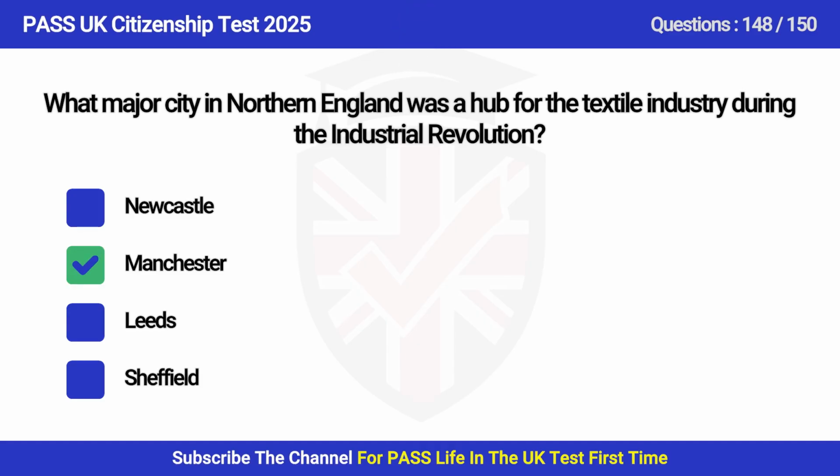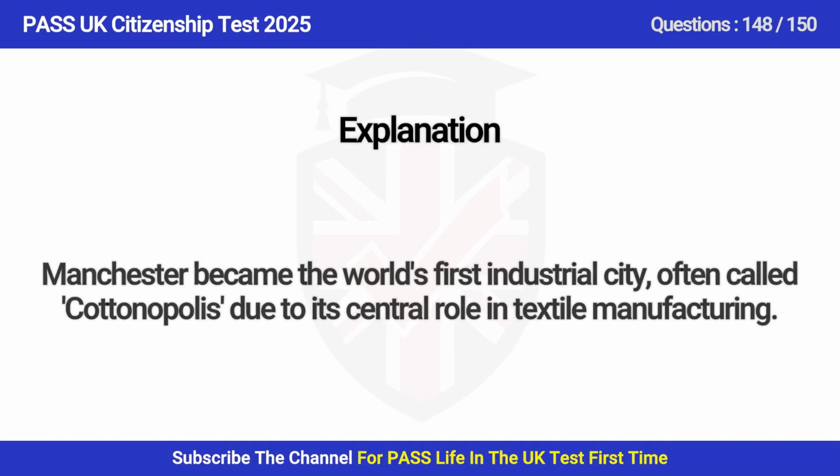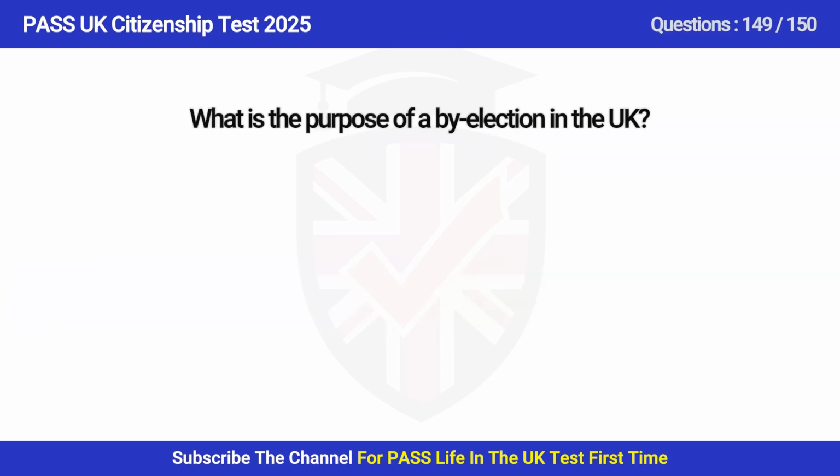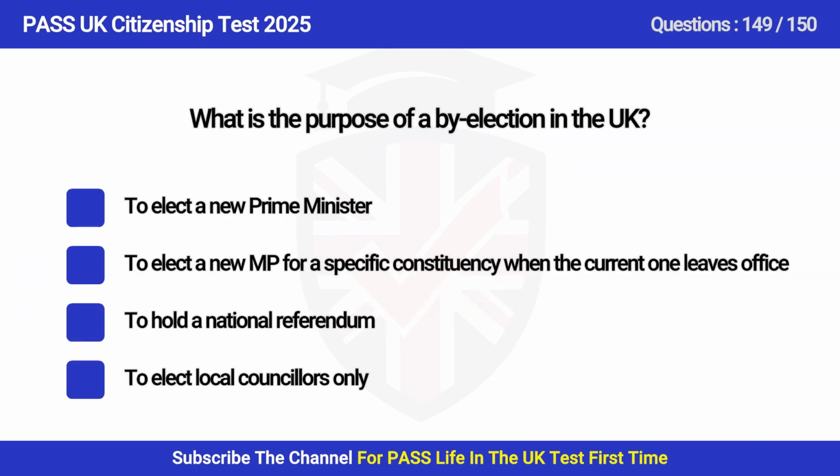Answer is B. Manchester. Manchester became the world's first industrial city, often called Cottonopolis due to its central role in textile manufacturing. Question 149. What is the purpose of a by-election in the UK? A. To elect a new Prime Minister, B. To elect a new MP for a specific constituency when the current one leaves office, C. To hold a national referendum, D. To elect local councillors only.